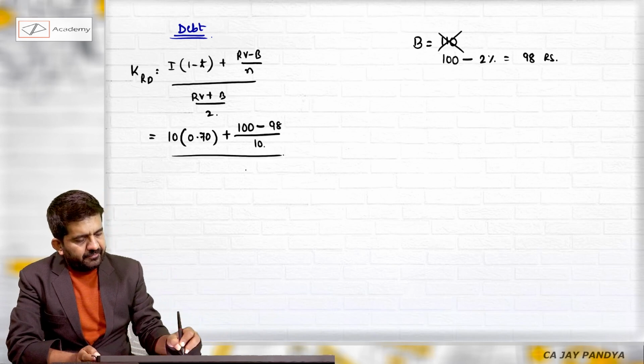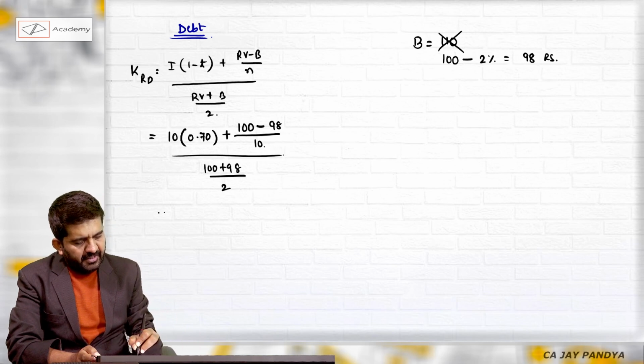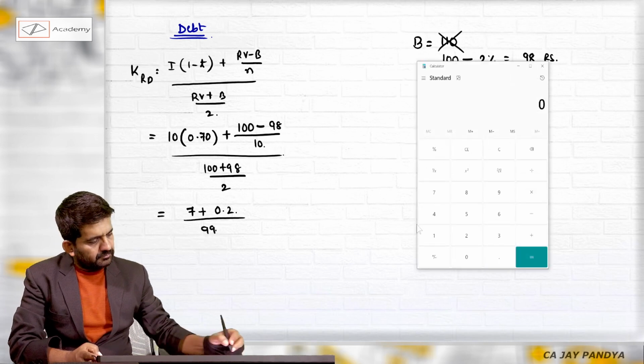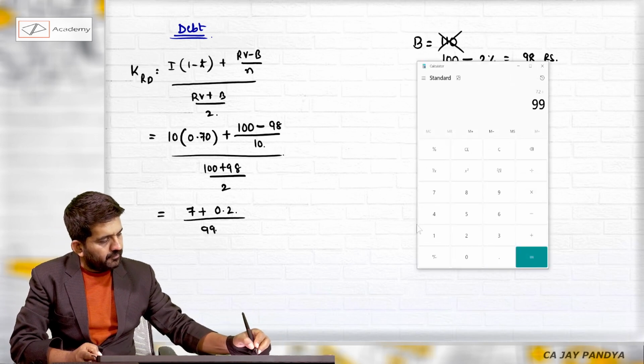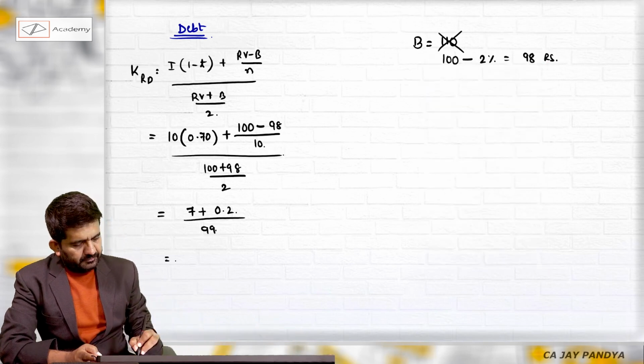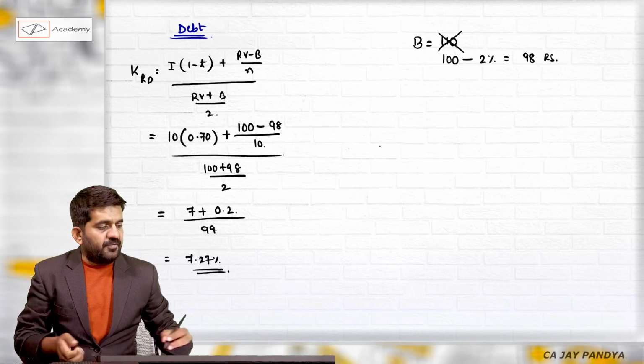Divided by 10 upon 100 plus 98 divided by 2. There is a 7 plus 0.2 upon 99, which is 7.27. What is this? Cost of redeemable debt.